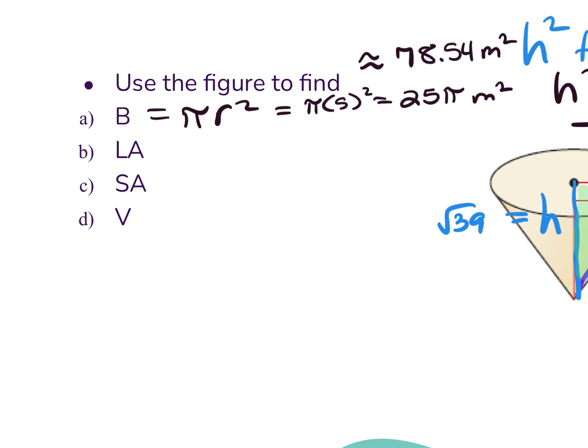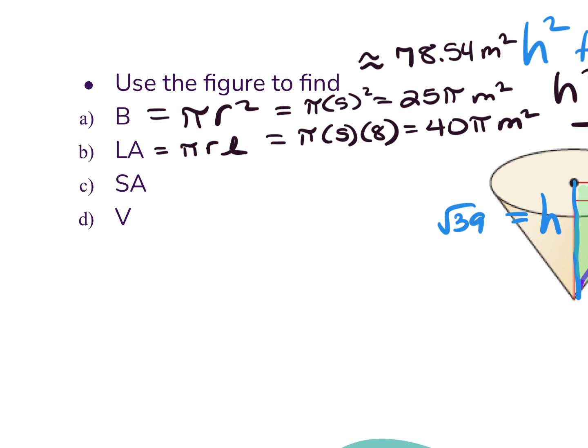The formula for lateral area of a cone is pi times radius times slant height. So let's fill them in. Pi, the radius is 5, the slant height is 8. I'm going to multiply 5 times 8, and I get 40 pi. And these are still meters squared. Rounded to the hundreds place, 125.66 meters squared.